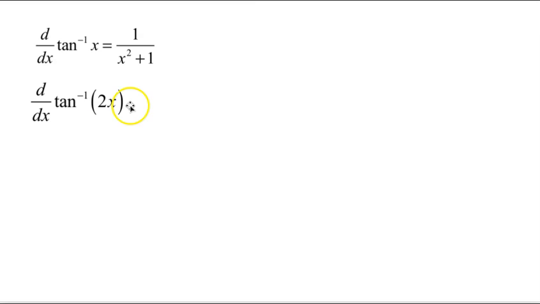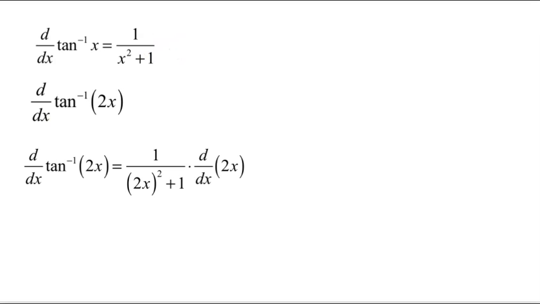So we would replace the x with 2x. The derivative of inverse tangent of something is 1 over something squared plus 1 times the derivative of the something, using the chain rule. So 1 over (2x) squared plus 1 times the derivative of 2x. (2x) squared, 2x times 2x, is 4x squared. The derivative of 2x is 2. So my final answer here is going to be 2 over 4x squared plus 1 for the derivative of inverse tangent of 2x. Okay, next I want to look at inverse secant.